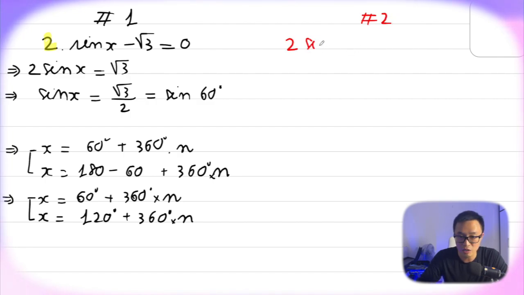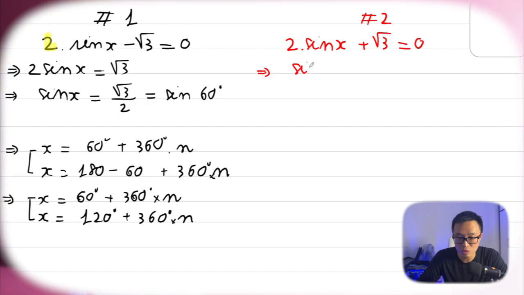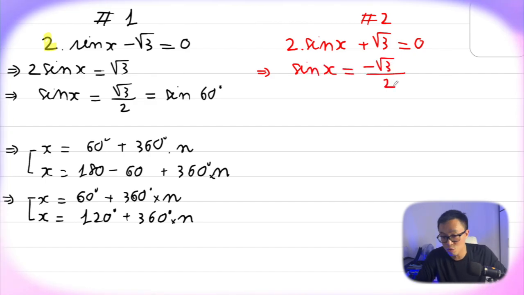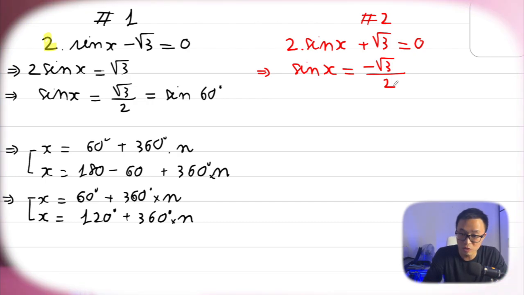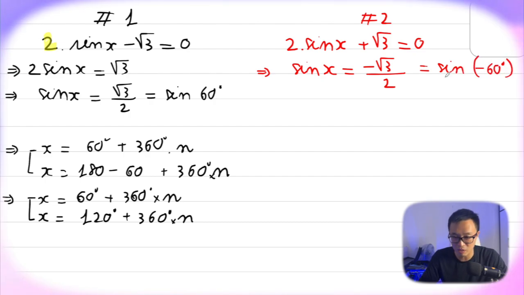About the second case, you got 2 sine h plus square root of 3 equal to 0. So the first step, I need to convert sine h to negative square root of 3 divided by 2. Okay, I have to use my calculator one more time. Sine inverse of negative square root of 3 divided by 2, and then you got the negative angle. This is equal to sine of negative 60 degrees. This is not a positive number anymore, so we got the angle with the negative sign in front of that number. And you got here the two solutions.